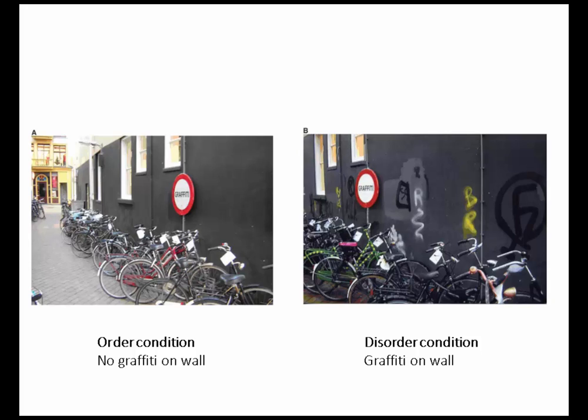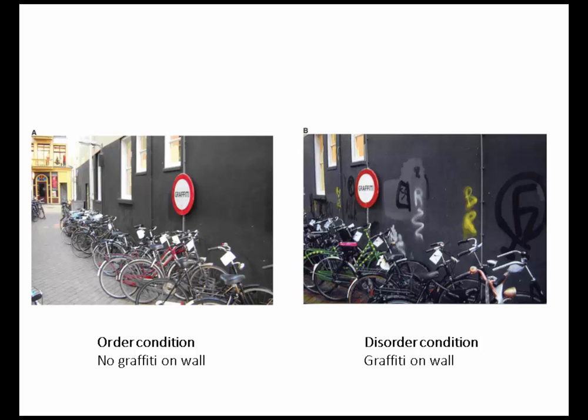So the order condition, and now you see on the left-hand side how it looked. This is this Tingtang Street in the Netherlands, in Groningen. There was a sign. And actually, first of all, let's check out the bikes. There you see the flyers attached to the bikes. And there was a clear sign, no graffiti. And there was no graffiti on the wall. That's the order condition.